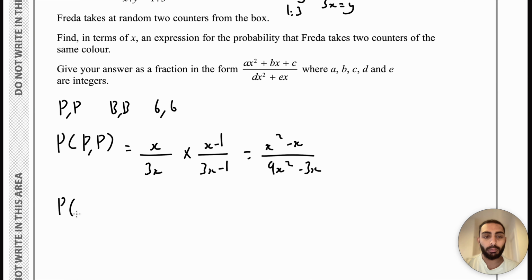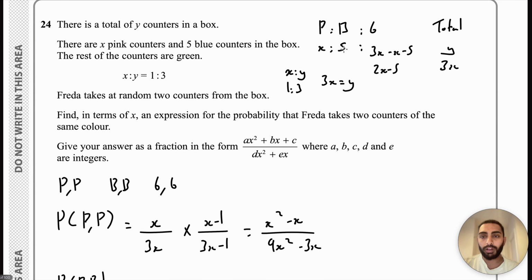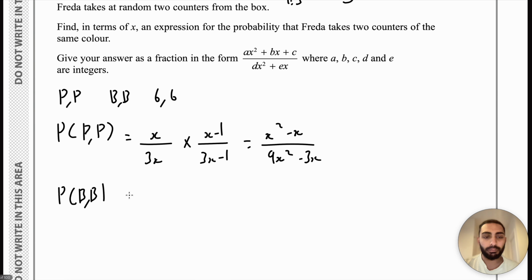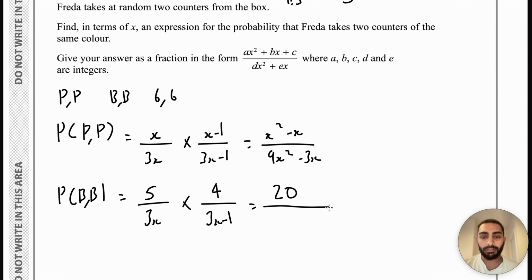Next we'll do the probability of blue and blue. For the blues, we have 5 over 3x for the first pick. For the second pick, we've lost one of the blues, so it's going to be 4 over 3x minus 1. 5 times by 4 is 20. And 3x times by 3x minus 1 is just the same as what we had before. So 9x squared minus 3x.